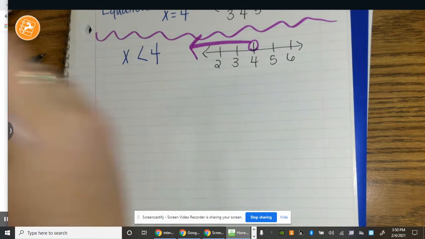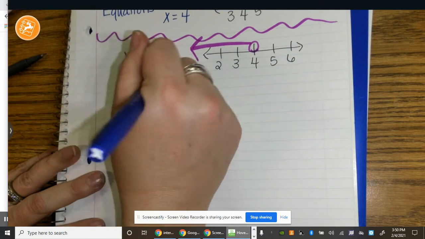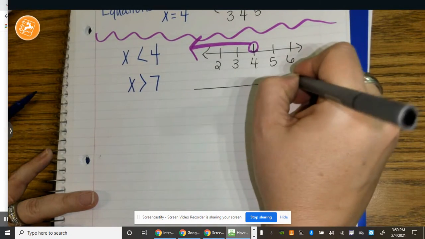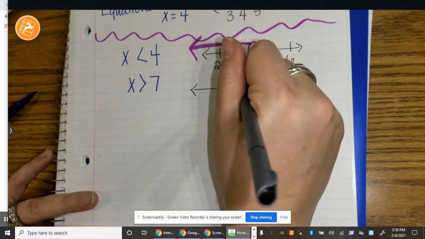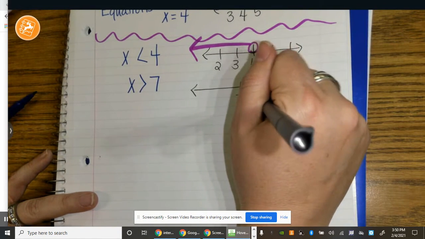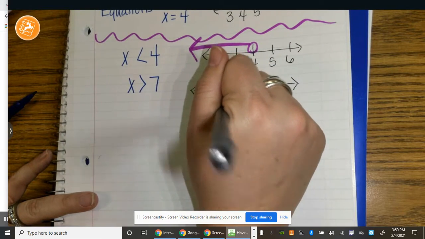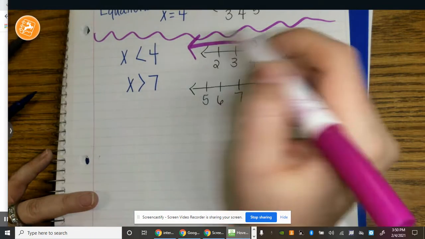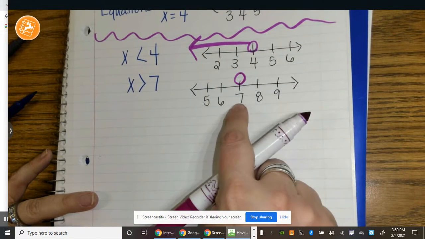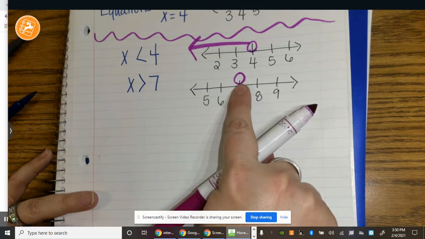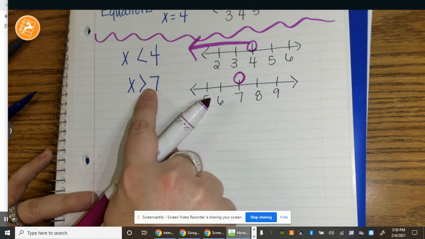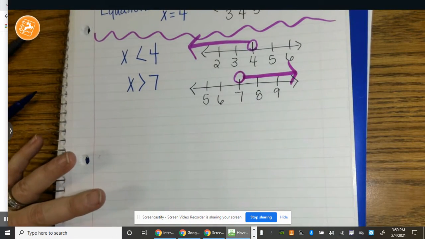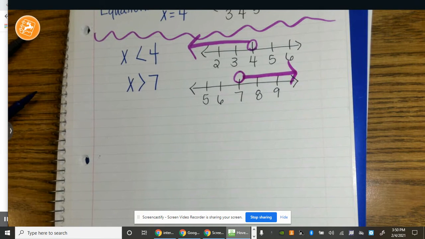My next one, x is greater than 7. We're starting it out the same way. I'm going to draw my number line. I have to have 7 somewhere on there, so I'm going to put 7, then 8 and 9, 6 and 5. So x is greater than 7, so I'm going to put a circle over 7. 7 is not greater than 7, so it can't be shaded in. And I'm looking for all numbers larger than 7. Well, 8 is larger than 7, so my arrow is going to go to the right.